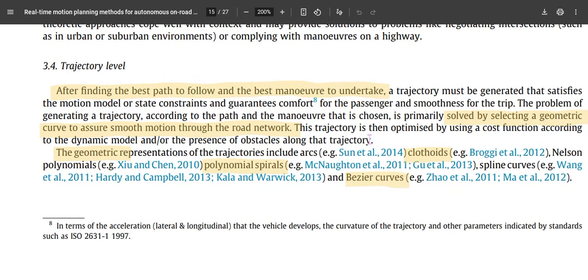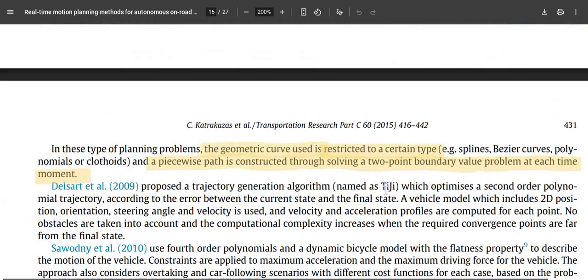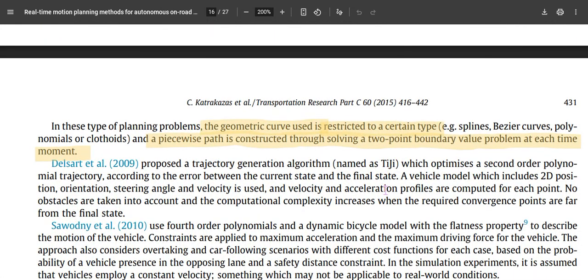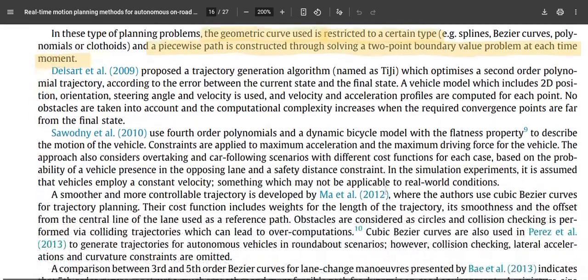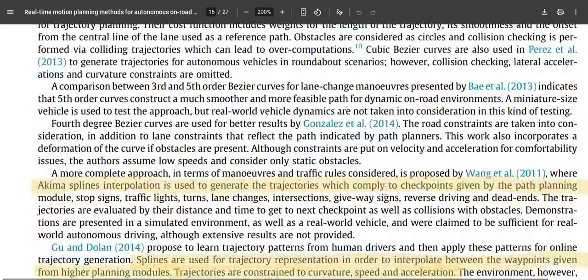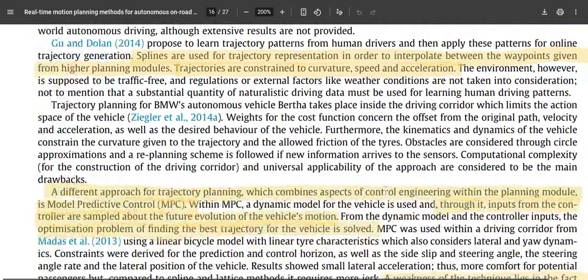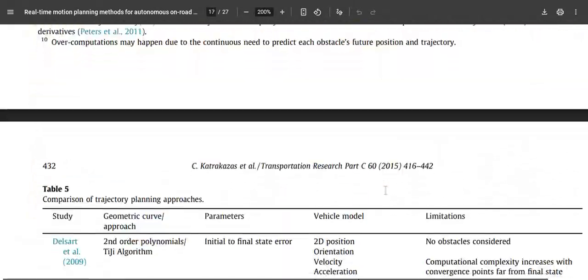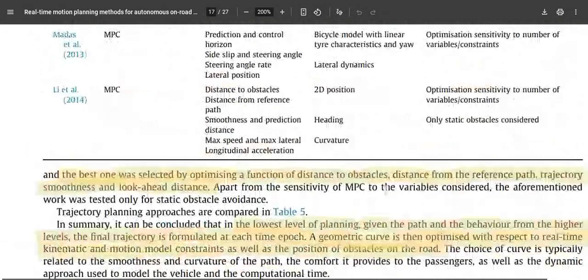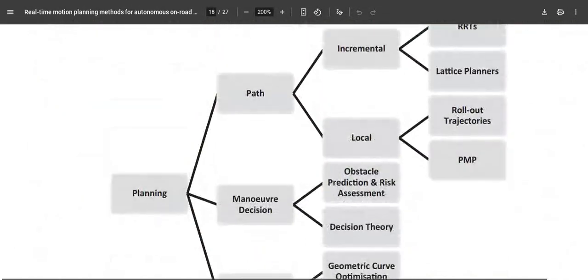That can be two broad categories. One is generating a smooth geometrical curve using polynomial spirals, clothoids, or Bezier curves. So this can be piecewise smooth, and can also be solved through a two-point boundary value problem at each time moment. The other method would be directly trying to compute the best actions using MPC, model predictive control methods. So these are the overall ideas being given in this paper. And this is the diagrammatic representation.